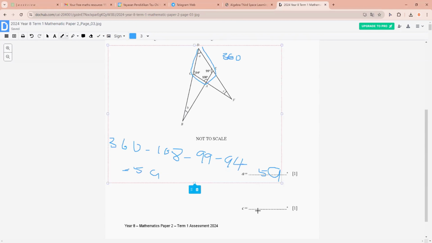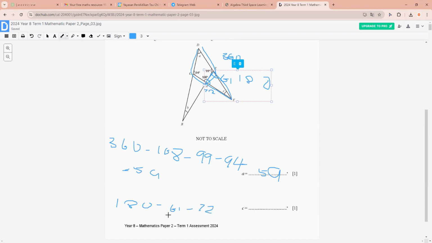Next question, find angle C. To do that, we can see that this is another triangle. That means 180 degrees. And using this, we can see that it's a straight line. So that means this angle is 72 degrees, and this angle is 61 degrees. So to find C, we take 180 and then minus the 61 degrees and the 72 degrees, which will give us 27 degrees, which is the answer.